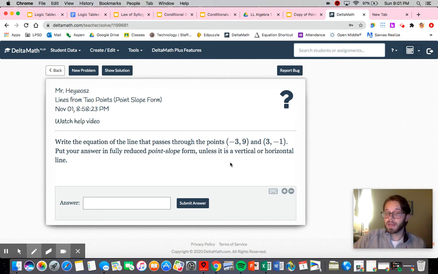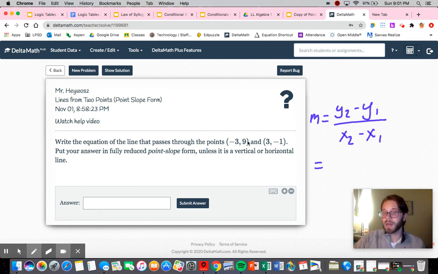Again, we need to find it in point slope form. So the first thing that we need is a slope. As we just wrote, slope is y2 minus y1 over x2 minus x1. All right, so I'm going to plug that in. Again, it does not matter which of these I call the x1 and the y1 or the x2 and the y2, as long as I am consistent and I don't just start mixing and matching. So I can't call this x1 and this y2. That doesn't work. We have to just be consistent.